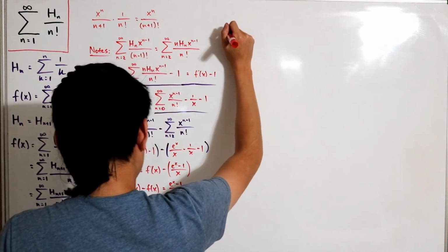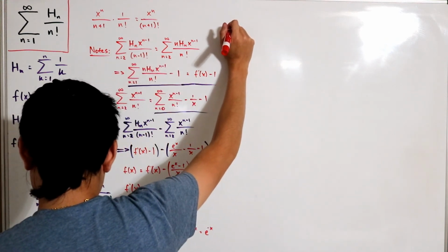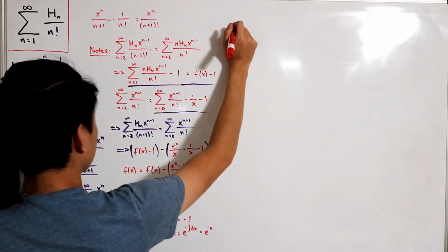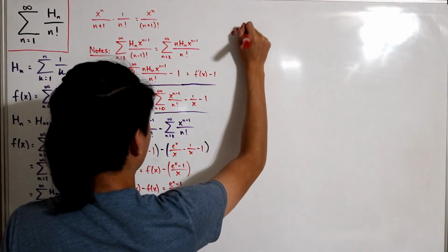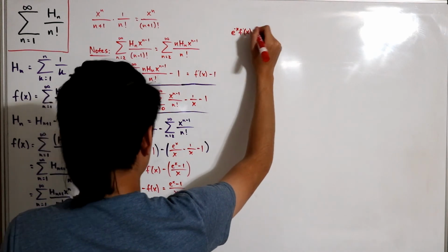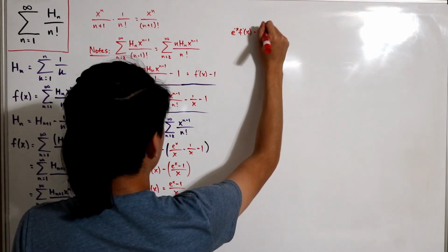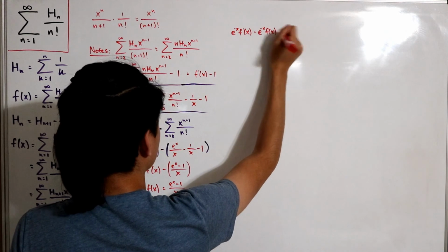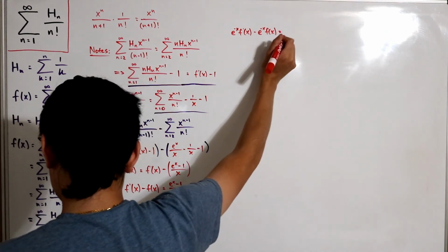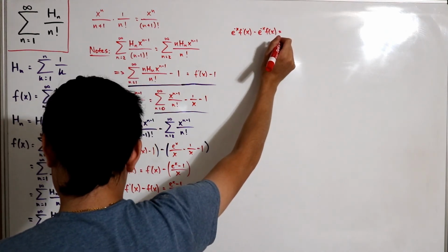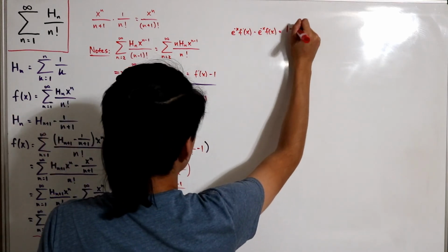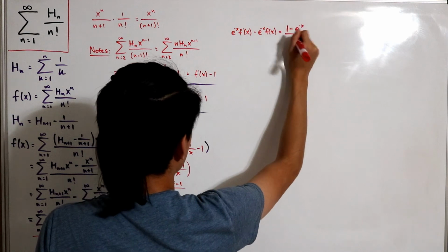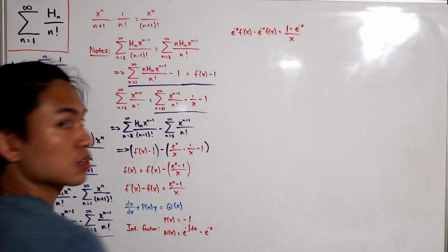Over here. Okay, so I'll multiply e to the negative x to both sides of the equation. So that means we have e to the negative x, then f prime of x, subtract that with e to the negative x, f of x, and then that's just equal to, let's see, if you multiply e to the negative x, then I would have to get 1 and then subtract e to the negative x, and then it's just divided by x still.